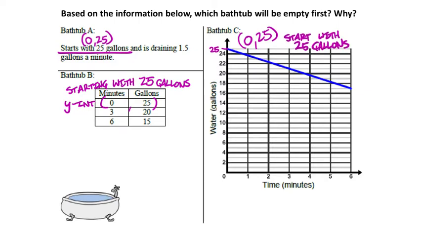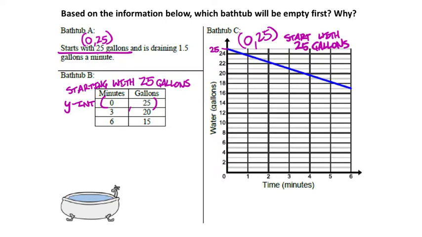Now, why is this important? It's because if they're all starting with the same amount of water, then all we have to do is determine which one will drain fastest. Whichever one has the highest drain rate, that one will empty first because they're all starting with the same amount of water. If they start with different amounts of water, then we'd have to take into consideration how much water was in the tub and then how fast they're draining, okay?